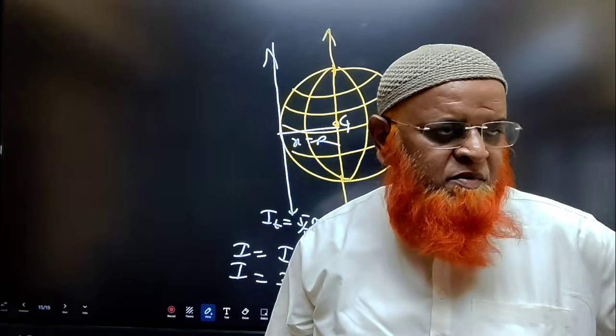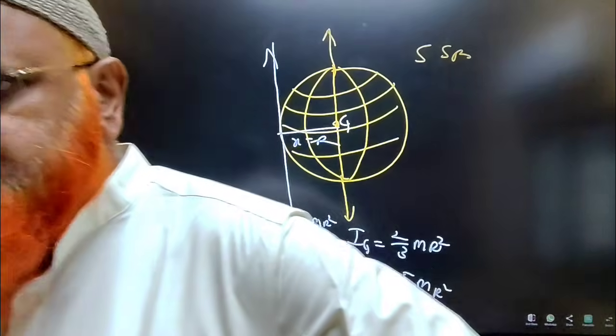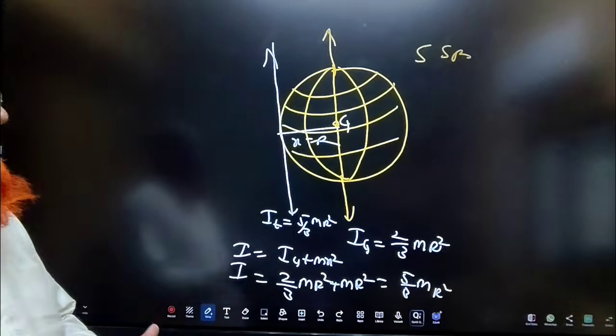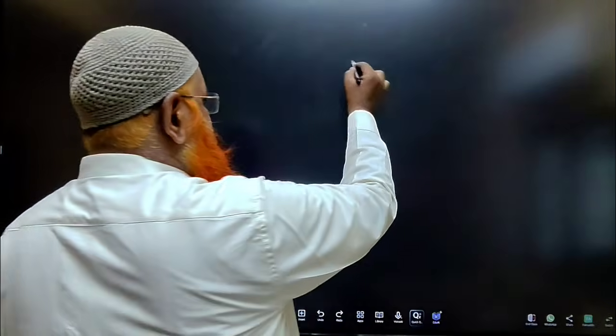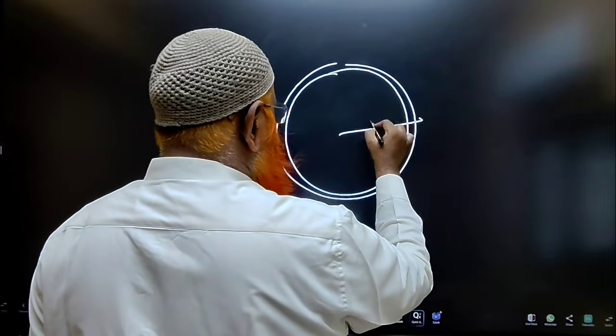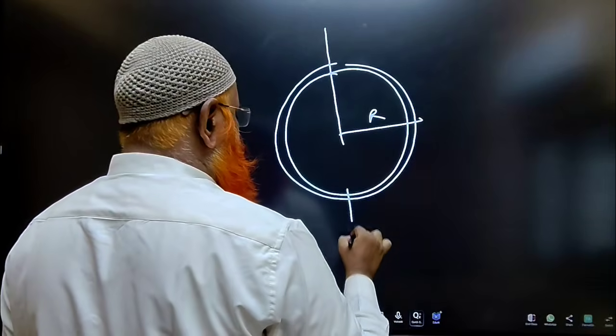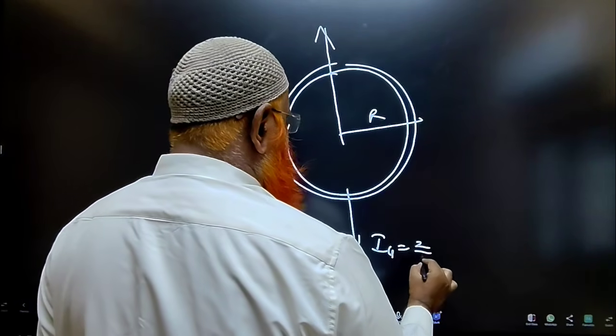So that is not a 2-dimensional figure. It's a 3-dimensional figure. Hope you understood what I am saying now. Is it clear? So this is about the solid sphere. Now let me go for the hollow sphere. Hollow sphere means inside it is empty. The radius is r, and the axis is passing through the center of gravity. So what is the moment of inertia with respect to gravity for a hollow sphere?